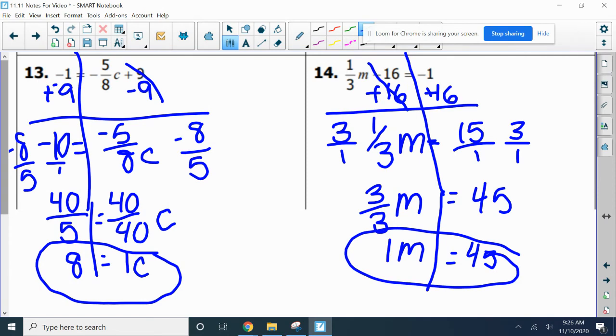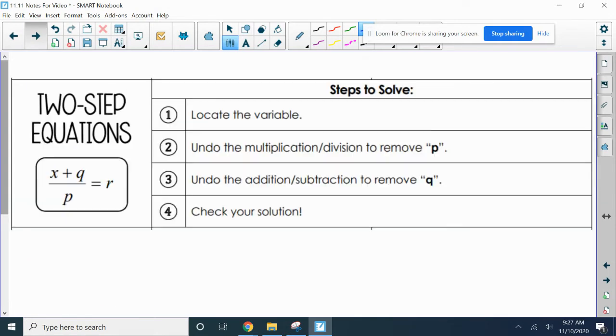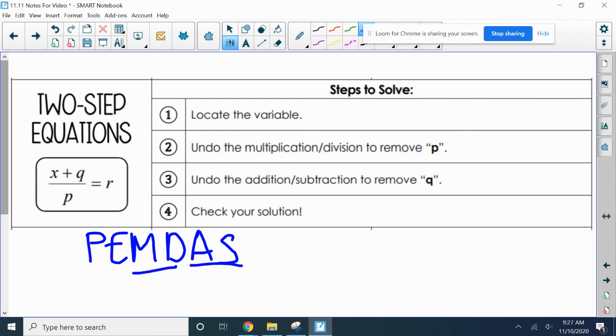Did you get that right? If you didn't, do you see what you did wrong? Awesome. So I just want to show you one more thing. Sometimes your two-step equations will look like this. So we are still working PEMDAS backwards. So addition and subtraction, multiplication, division.